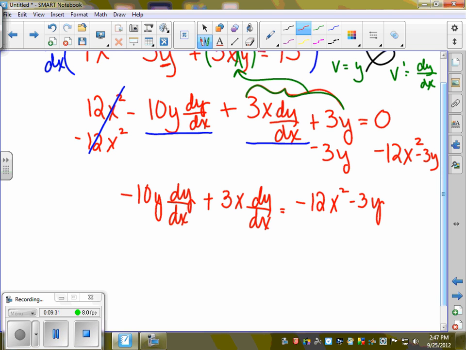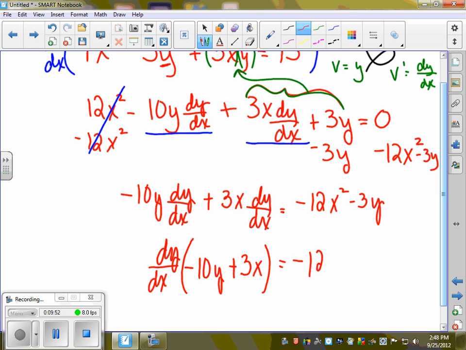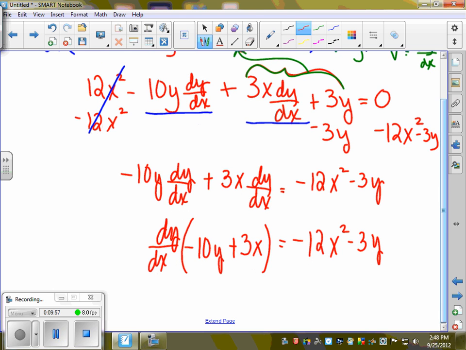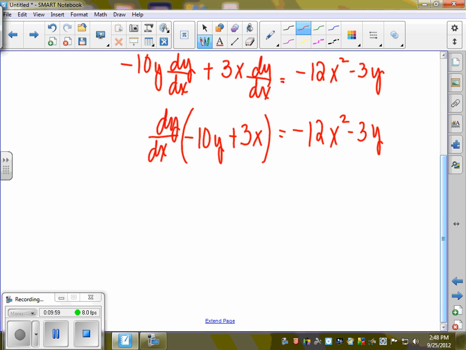Now, there actually is kind of a process to this. Once you get all the dy/dx's on one side and everything else on the other, your next step is to always factor out the dy/dx because they have that in common. So we're going to factor out a dy/dx. When I do that, I get negative 10y plus 3x. The other side we're just going to leave alone. Now, to get dy/dx by itself, I divide both sides by negative 10y plus 3x.